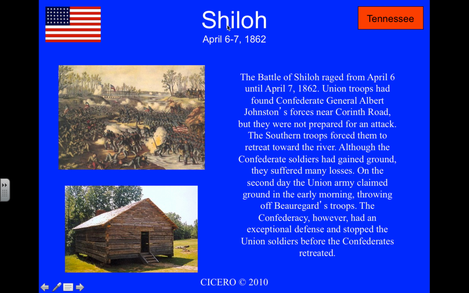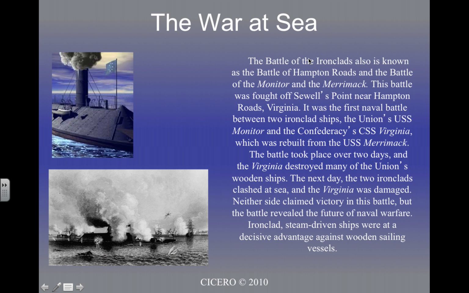So again, Shiloh was the Union name for the battle, and Corinth right here was the name the South called the battle. A little bit on the war at sea.